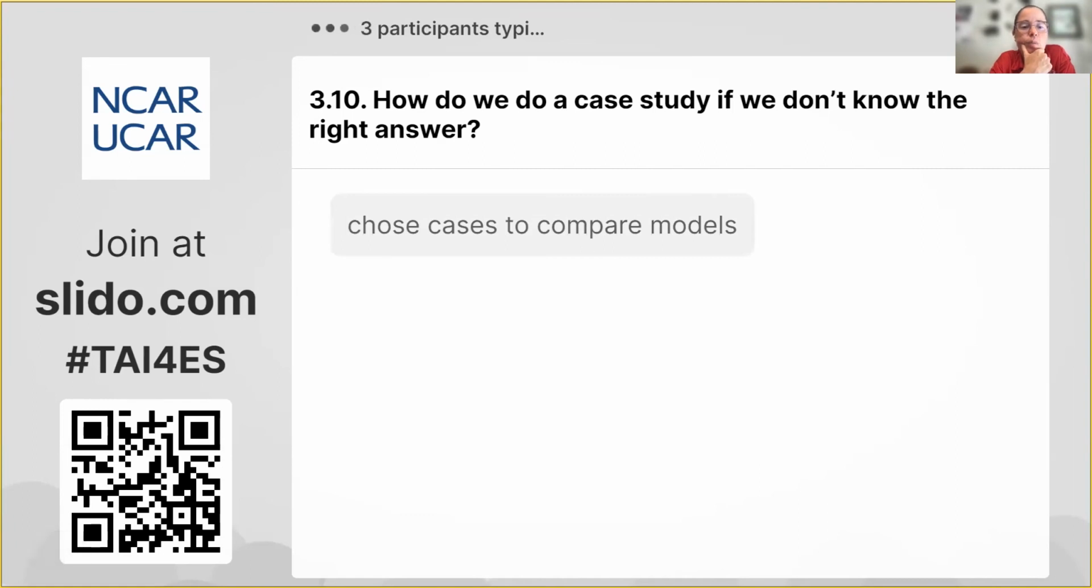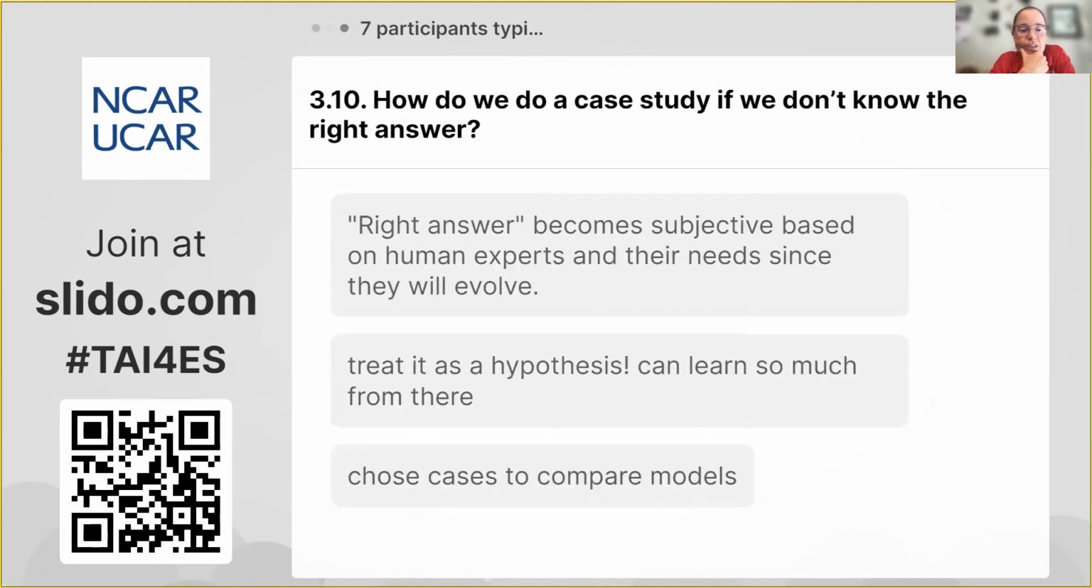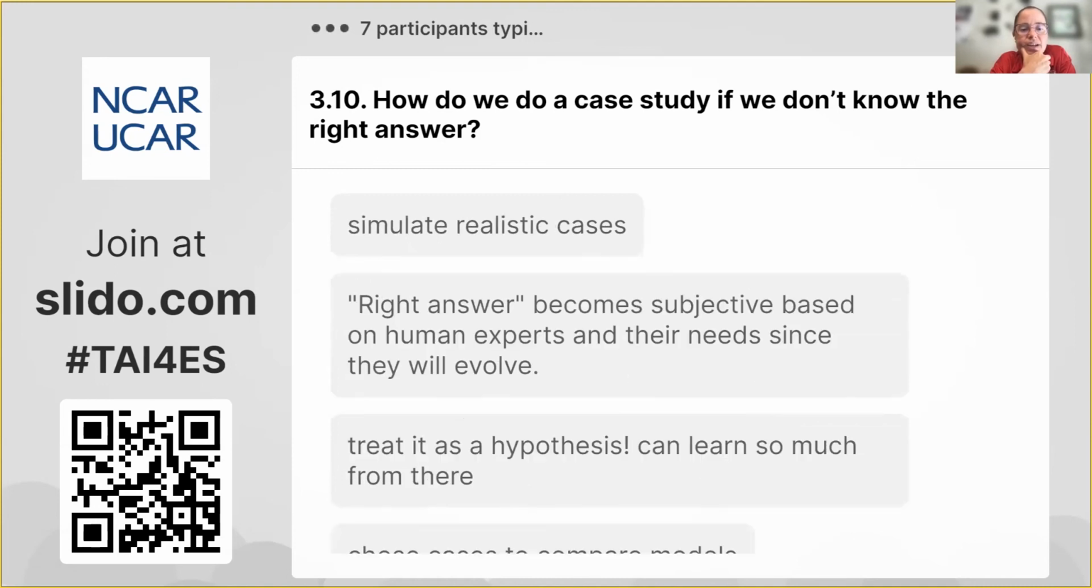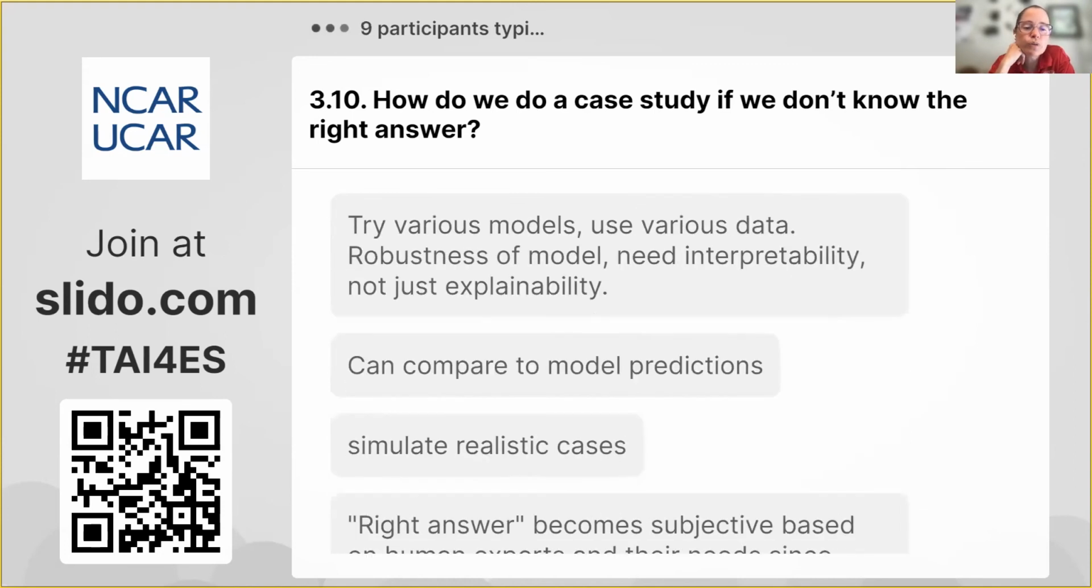Choose cases to compare models. Oh, okay. Think about that. So you have multiple models and you want to use case studies just to see how the different models give you different answers. That's a good one. I'm looking forward to all these answers coming in. Treat it as a hypothesis. Learn from there. The right answer is subjective based on human experts. Simulate realistic cases. Yes, well, I mean, that's kind of what we're doing with the models. The question is, how realistic are they?